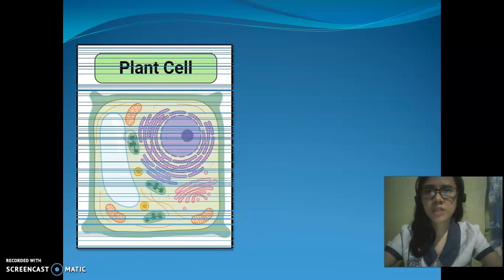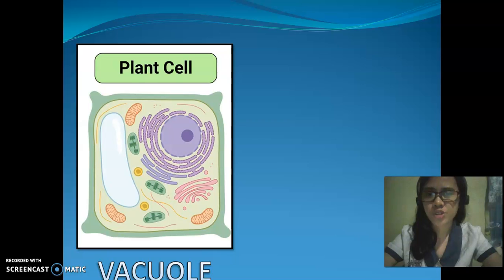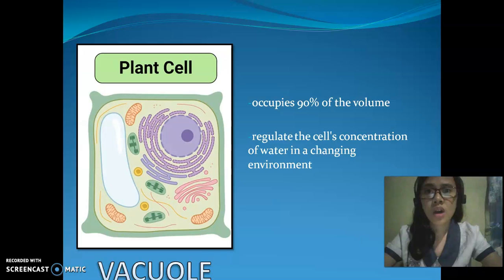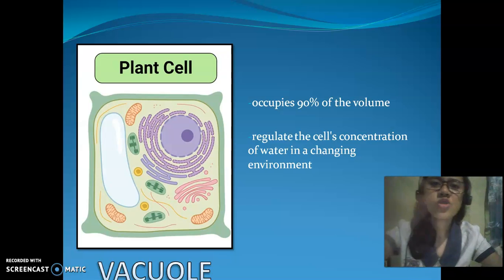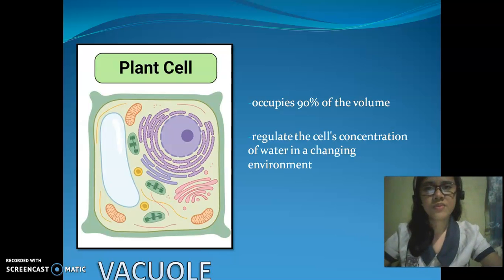Plant cells have specialized membrane-bound structures called vacuoles. The large central vacuole occupies 90% of the volume, as you can see here in the picture. The membrane surrounding the vacuole is called the tonoplast because it contains channels for water that are used to help maintain tonicity or osmotic pressure. It plays a major role in regulating the cell's concentration of water in changing environmental conditions.